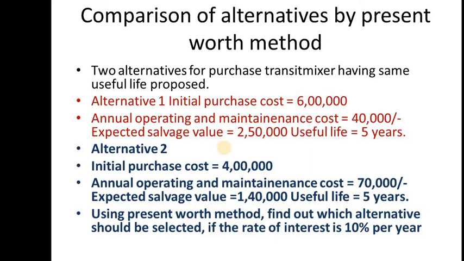Okay. Next is annual operating and maintenance cost, 40,000. So what are they doing? Every year on that 6 lakhs, I need to pay a certain extra amount. On 6 lakhs plus extra, I have to pay 40,000 a year from my pocket.